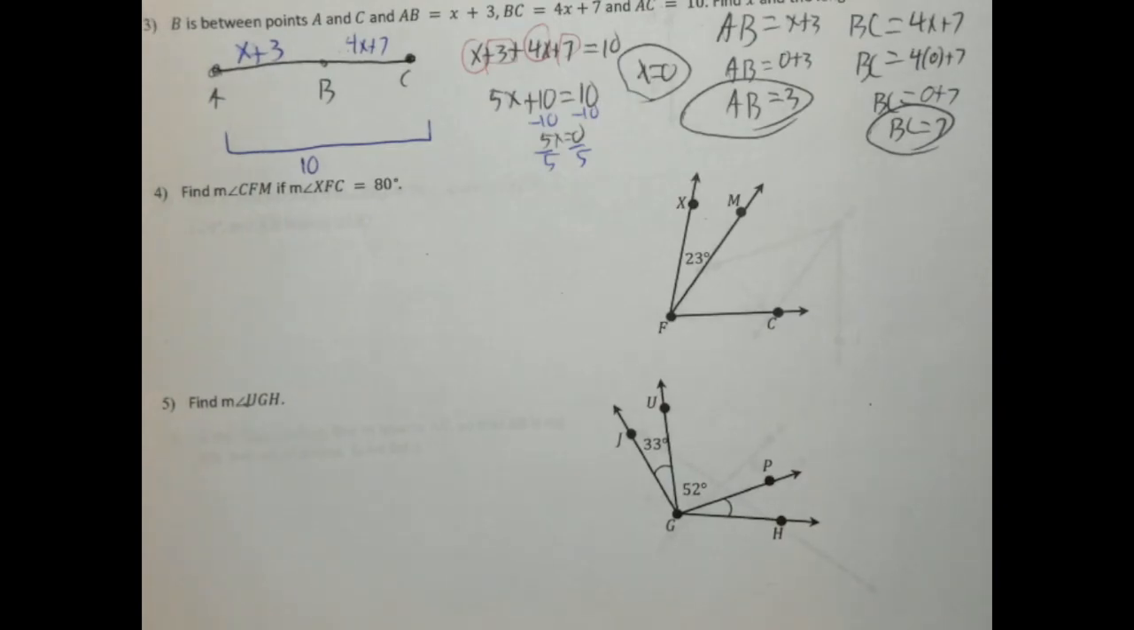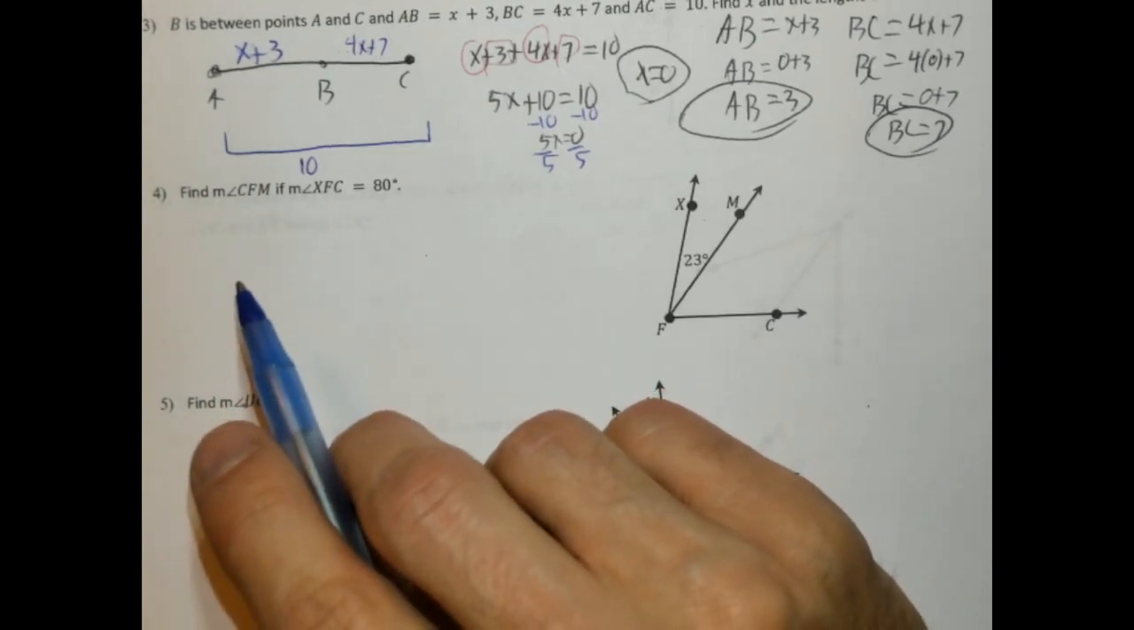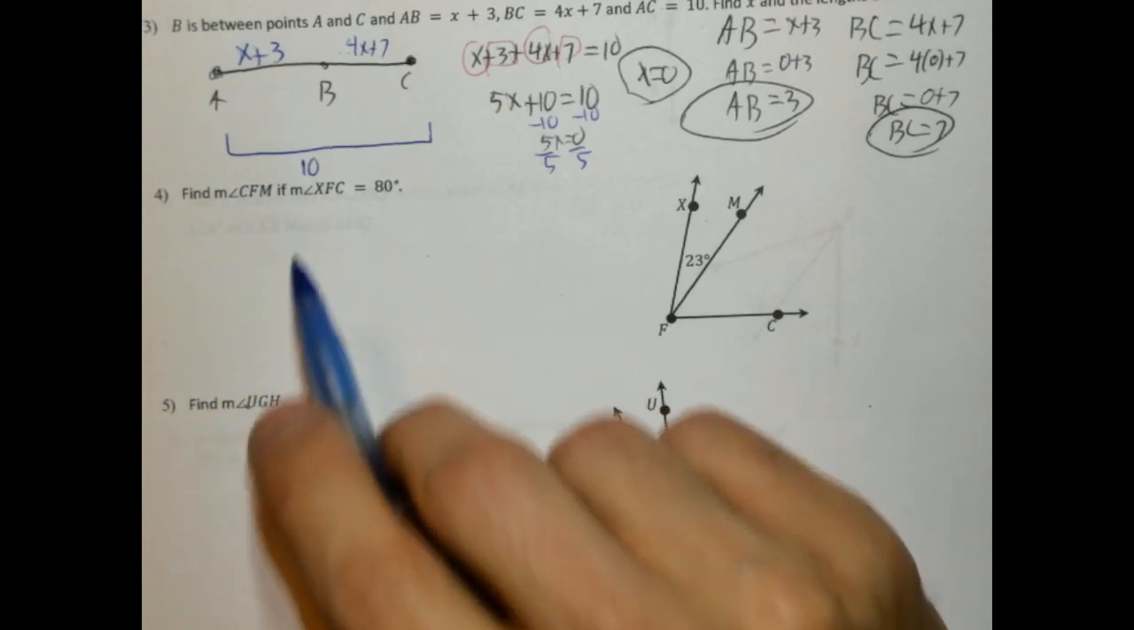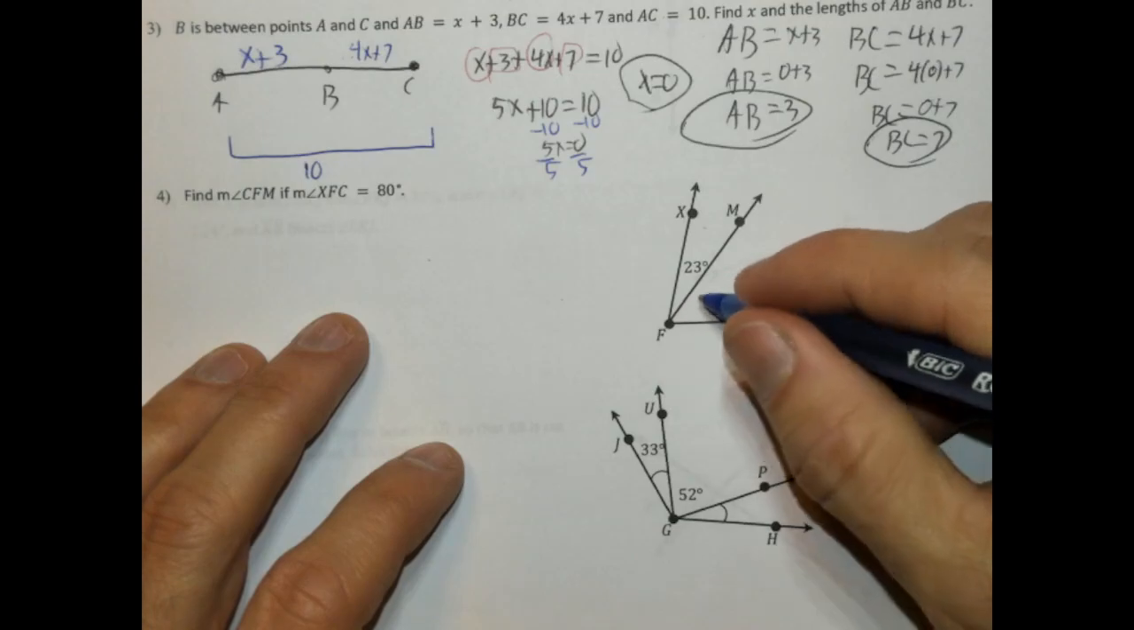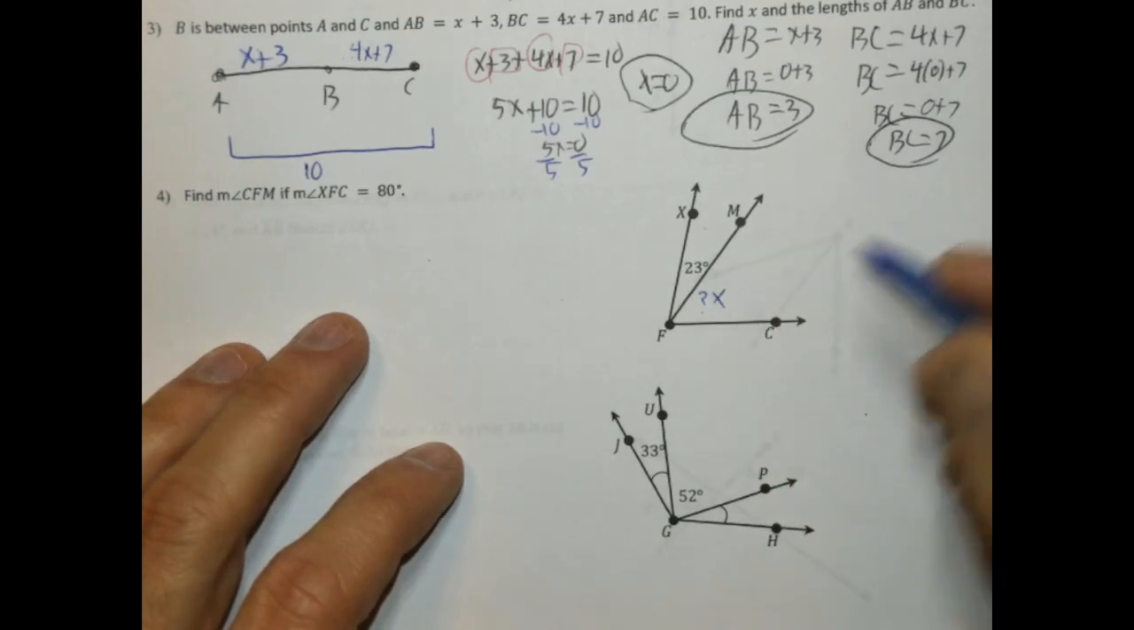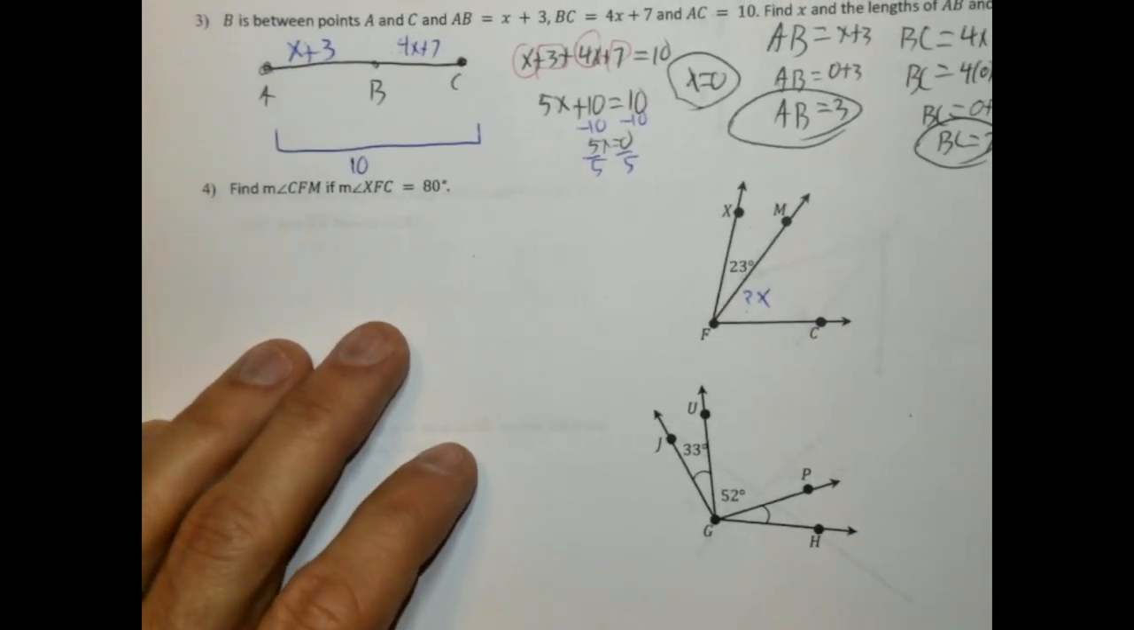Okay. Find the measure of CFM if XFC is 80. So this whole thing is 80. We don't know what this is. We're going to call that x. So x plus 23 has to equal 80, right?